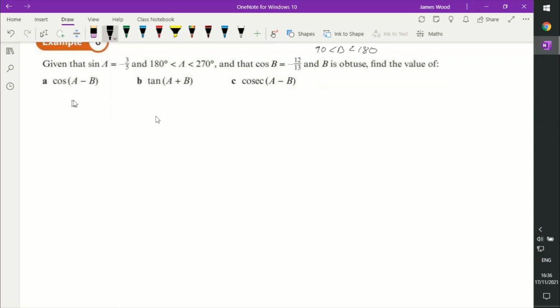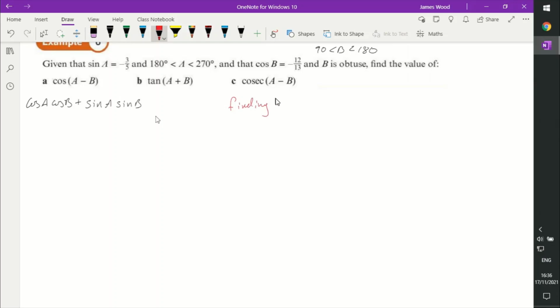So the first one, cos A minus B, this is one of our addition formulae. So let's expand this and write this in a different way. This will be cos A, cos B plus sine A, sine B. Now, I don't know what cos A is. I know what sine A is though. And I know what cos B is, but I don't know what sine B is. So I need to work out some other things before I can use this formula. So let's just do that as an aside over here.